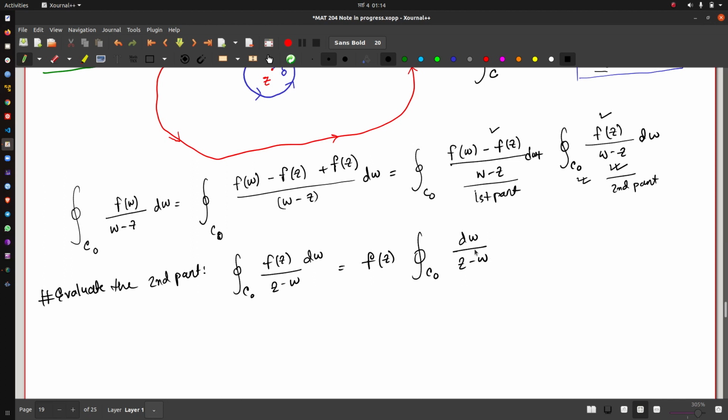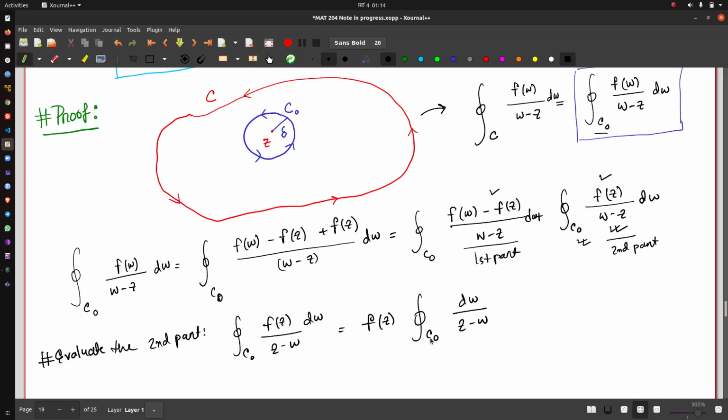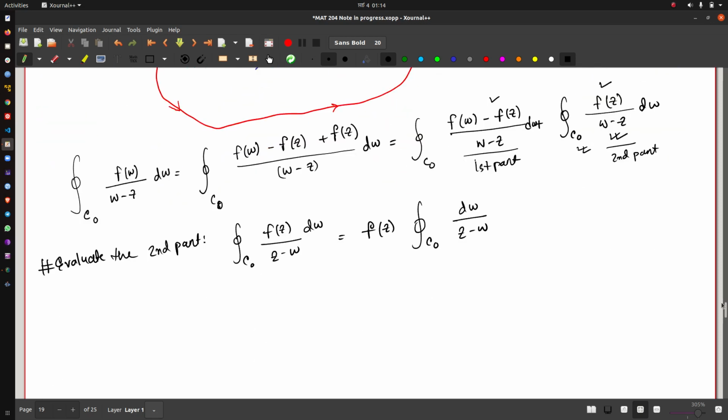And now what we can do, we can choose any kind of parameterization that is convenient to evaluate this integral. Now if you see that c0 is actually a circle, so it's most convenient to go to the polar coordinates, and it has a radius of delta as we mentioned before. So what we can do, we can parameterize this thing using this relation z minus w equals delta e to the power i theta, and theta varies from 0 to 2 pi since the contour is a circle.